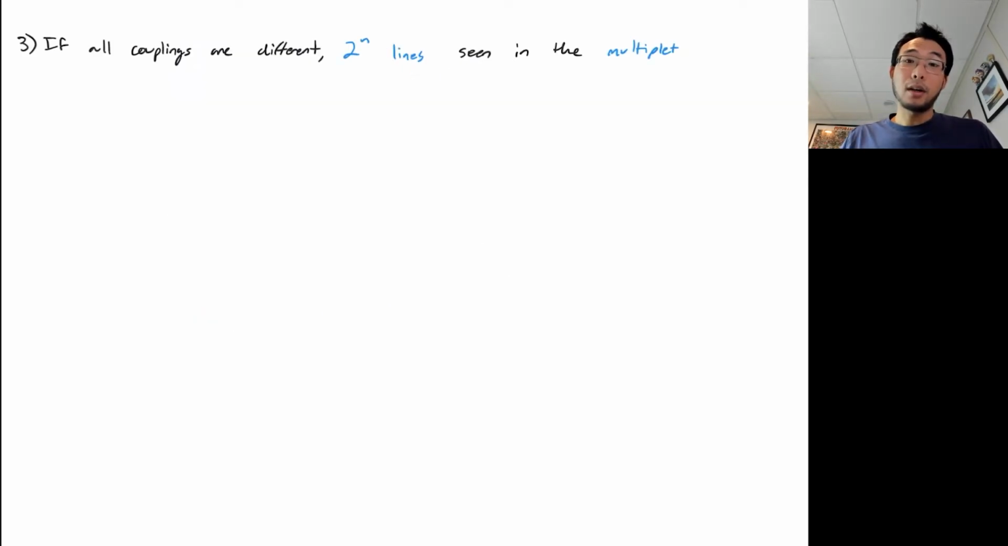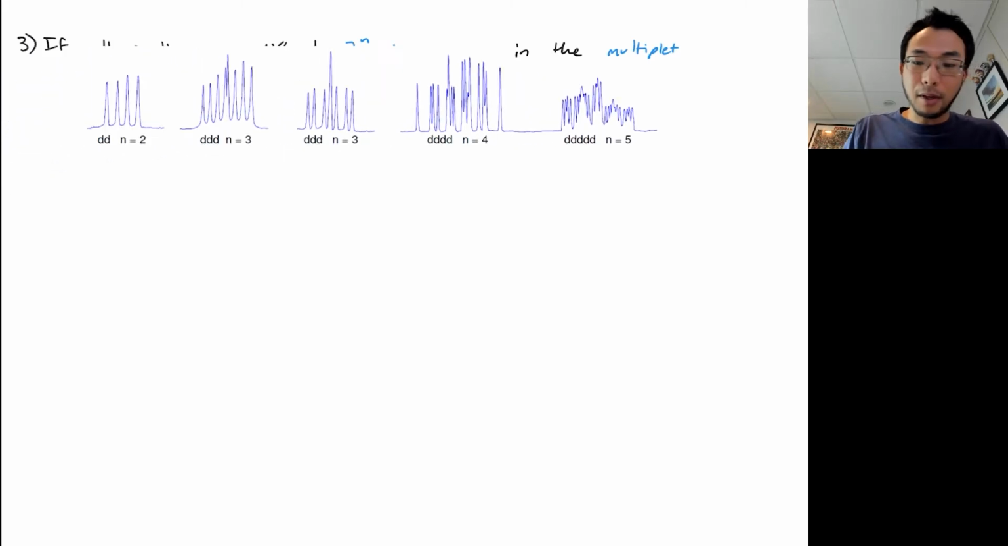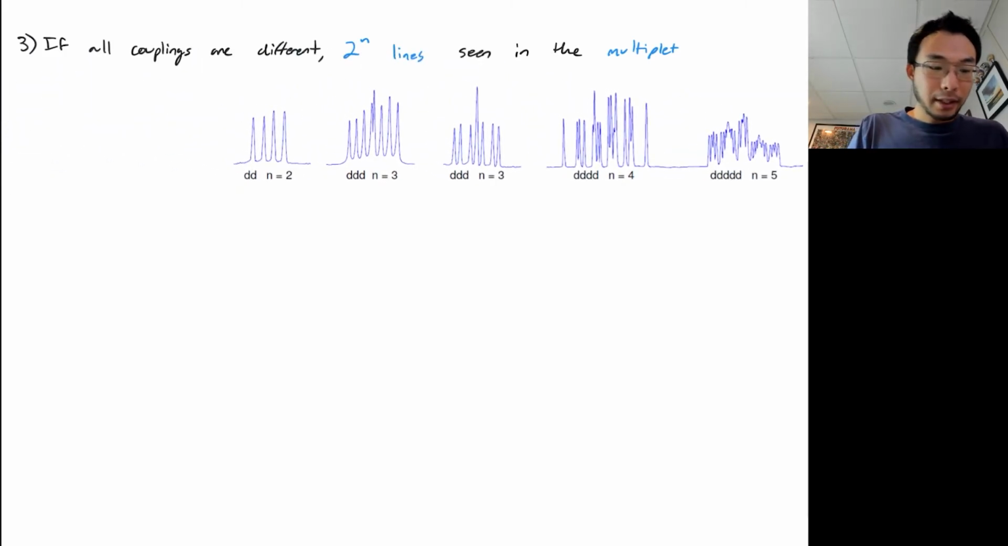So that was when all the couplings are exactly the same. Now let's look at what happens when you have multiple different coupling values to your proton. In that situation, there are two possibilities. One is that for our hydrogen, or our proton, all of its J values to neighbors are different. If that's the case, you will see 2 to the n total lines in the multiplet signal. So let's look at some examples of all the 2 to the n lines.